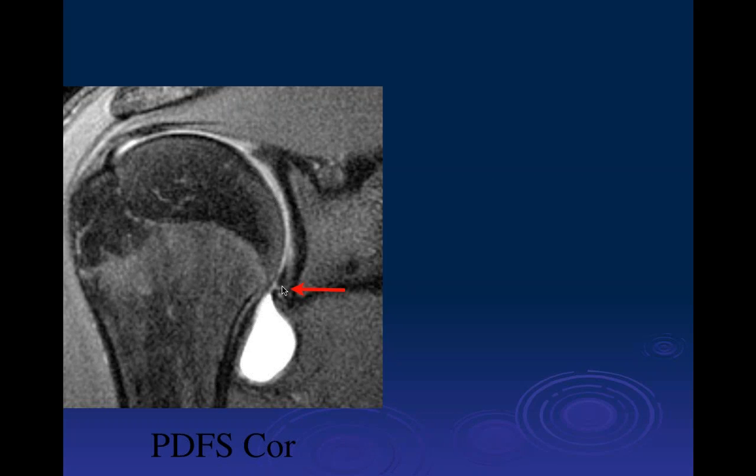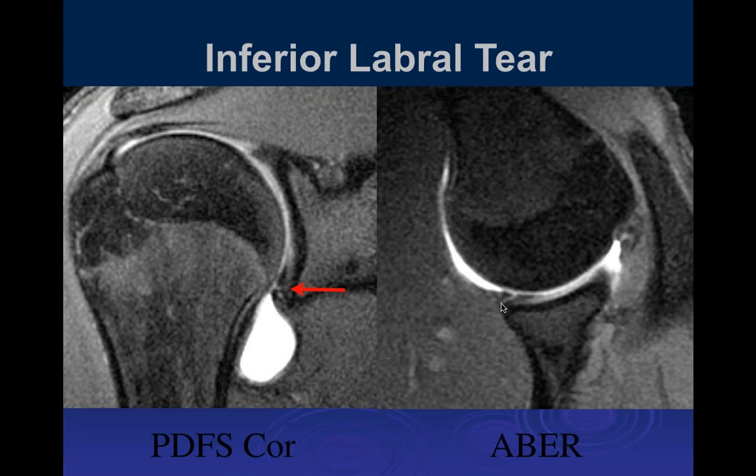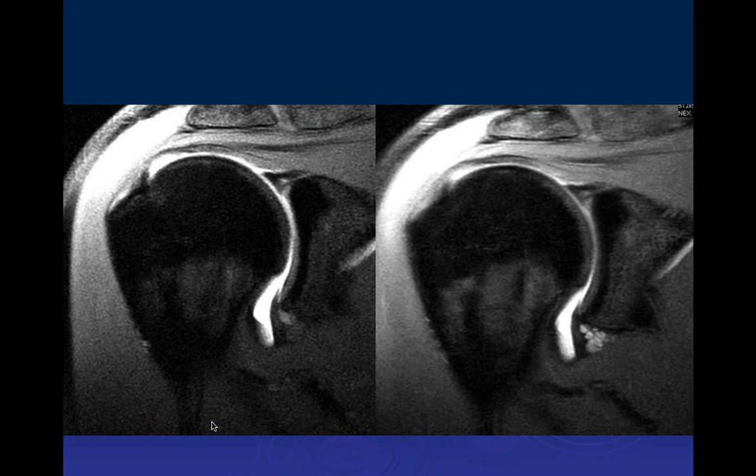And then here we can see an inferior tear. And if we do the ABRA view, we can actually see the labral tear here going anteriorly. So this is primarily an inferior labral tear, but also extending a little bit anteriorly. Now, in a minute, I'm going to talk about this distance and what this can signify, but I don't think we're going to talk about that now.